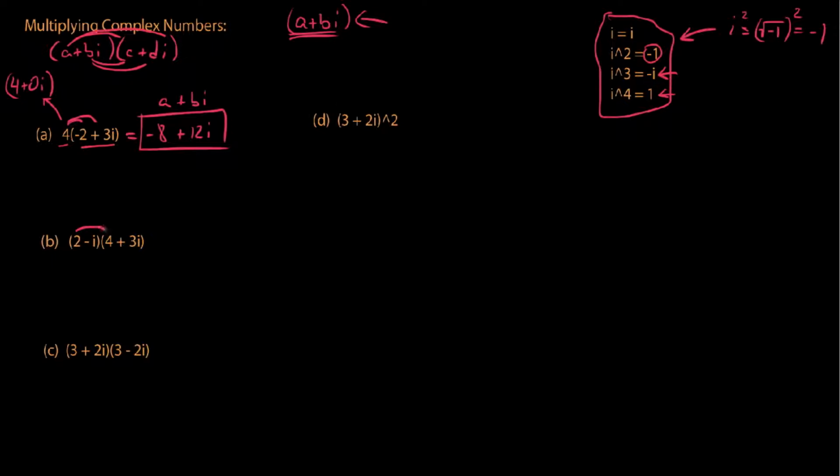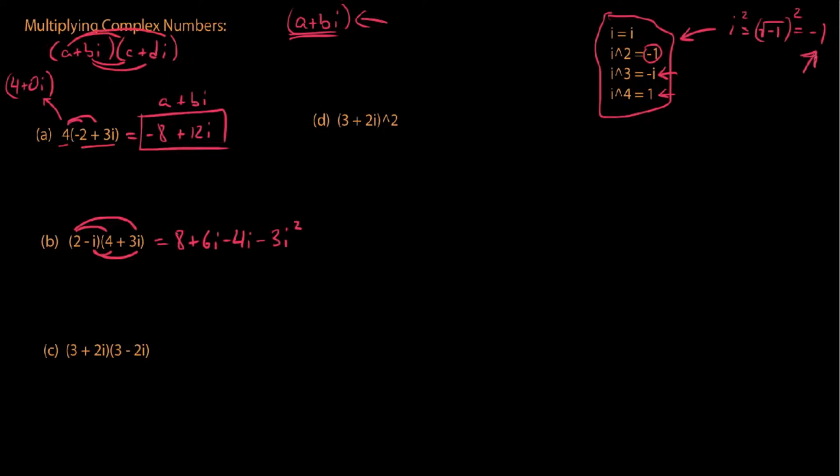So if we FOIL this out, multiply the real parts, we end up with 8, okay? So 2 times our positive 3i, we get positive 6i. Negative i times 4 is minus 4i. And then negative i times a positive 3i is negative 3i squared. Now again, I need us to recall that this i squared is the same thing as negative 1.